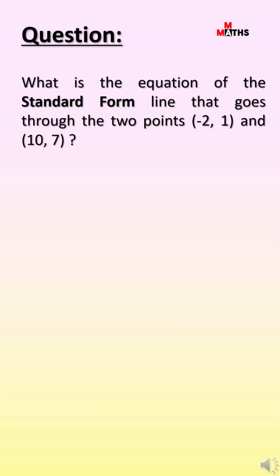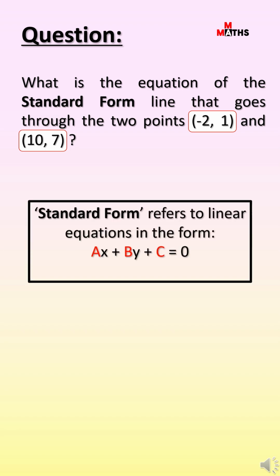So to reiterate, the question is, what is the equation of the standard form line that goes through the 2 points (minus 2, 1) and (10, 7)? Standard form, of course, refers to equations in the form ax plus by plus c equals 0. So we're looking for the coefficients a, b, and c.